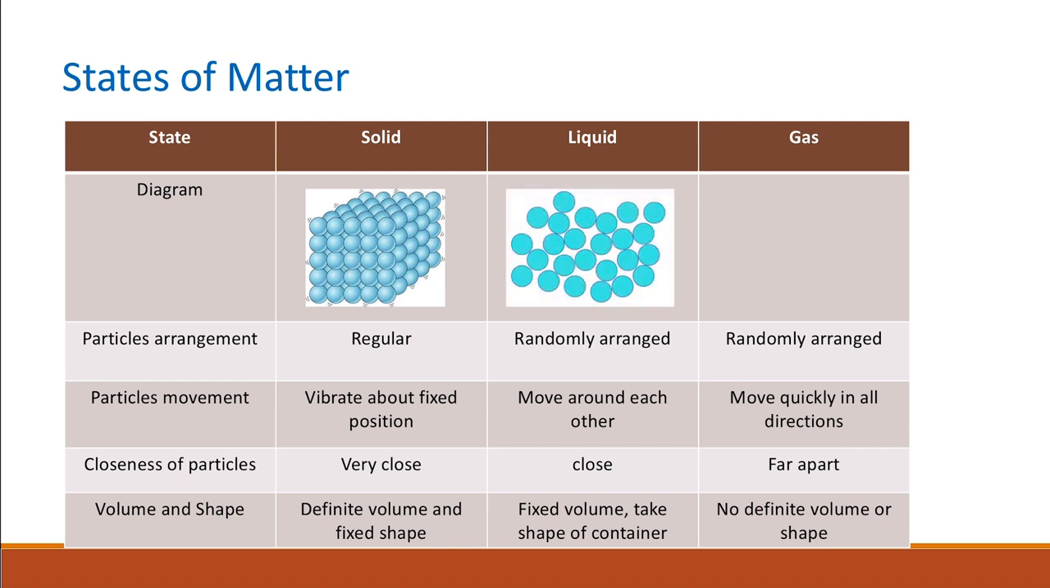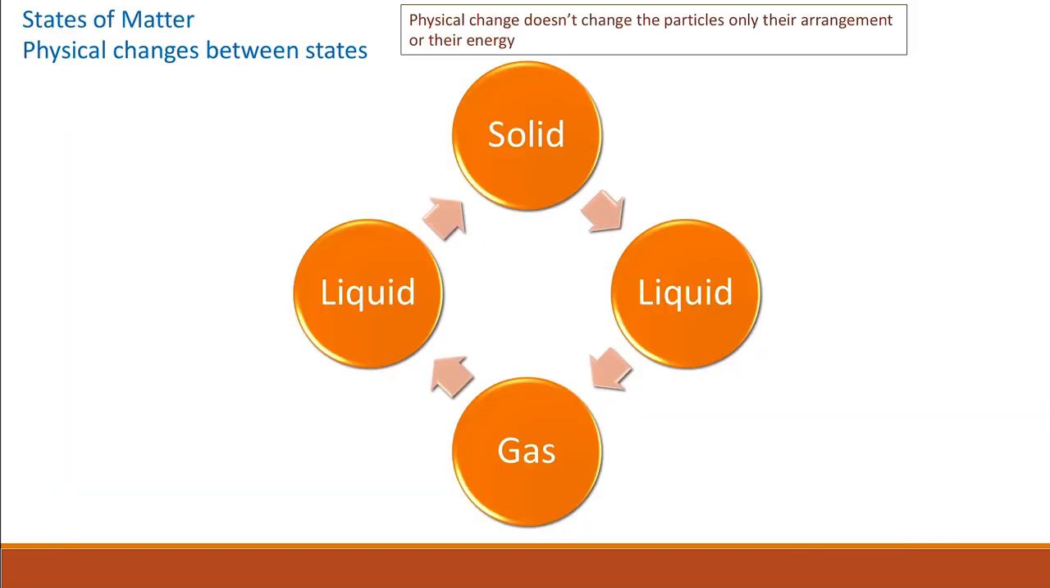For liquids, they are randomly arranged, and remember, when you draw a liquid, the particles have to be touching, but they are randomly arranged. They move around each other and they are still close to each other. They have fixed volume, but they take the shape of the container. Gases, on the other hand, are randomly arranged, as we can see. They move quickly in all directions. They are so far apart from each other, and they don't have definite volume or definite shape.